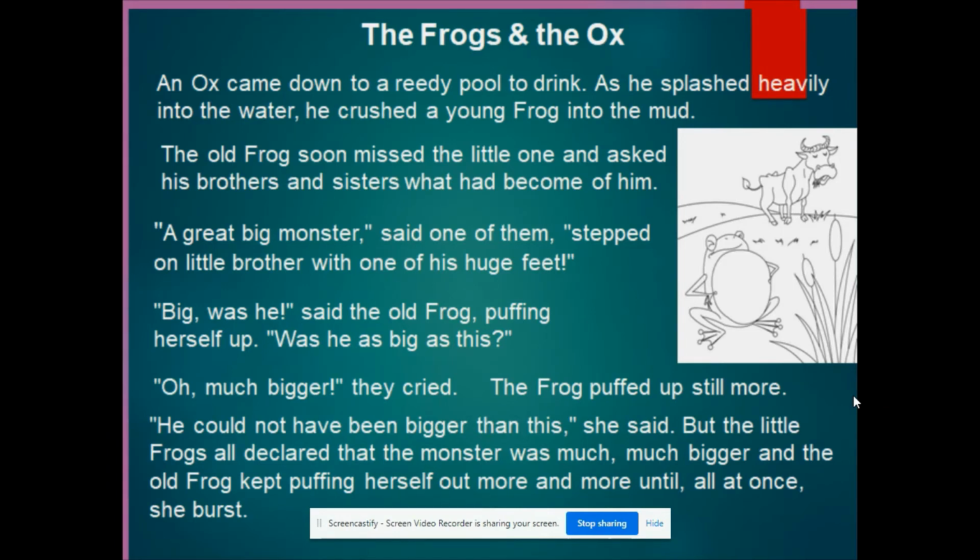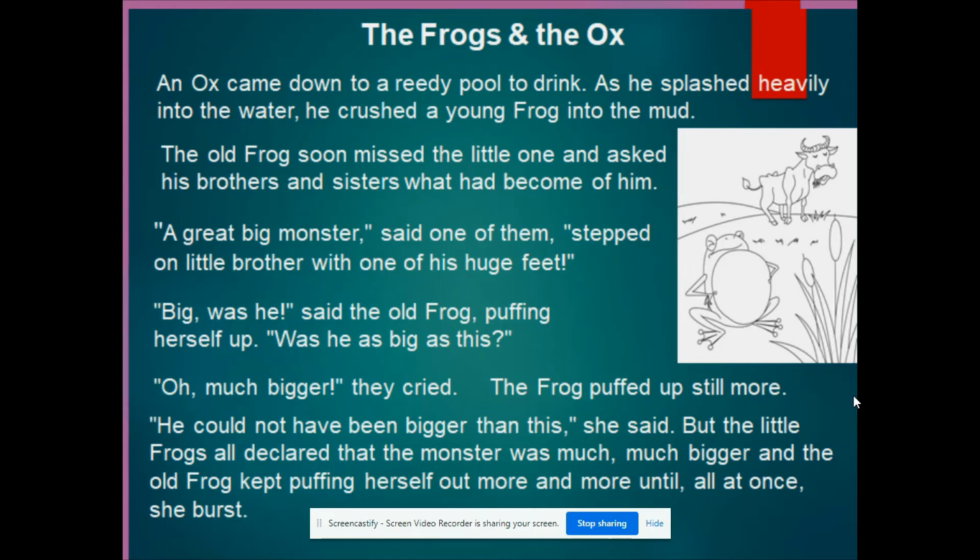So let's look at our fable. So I am going to read it the first time, then I want you to take your time, pause the video, and read it on your own, okay? So let's listen.